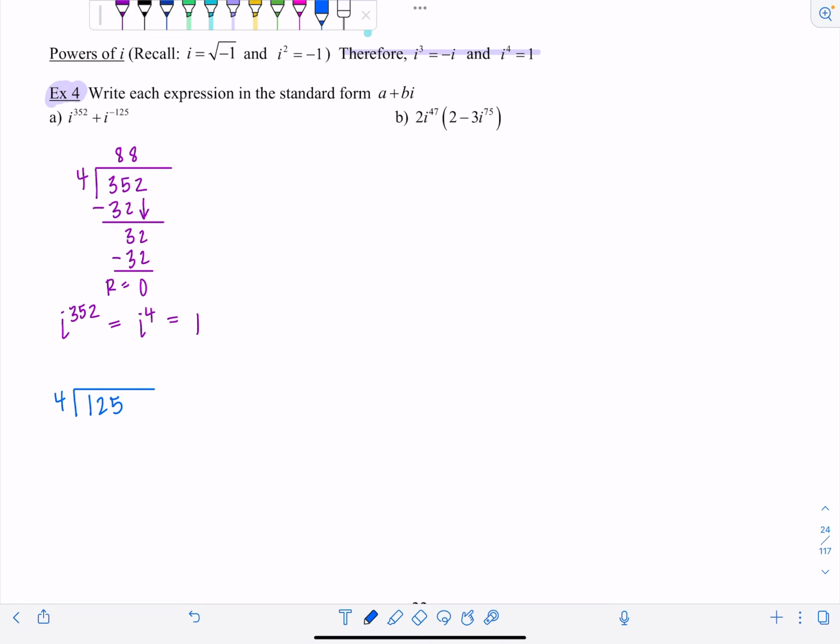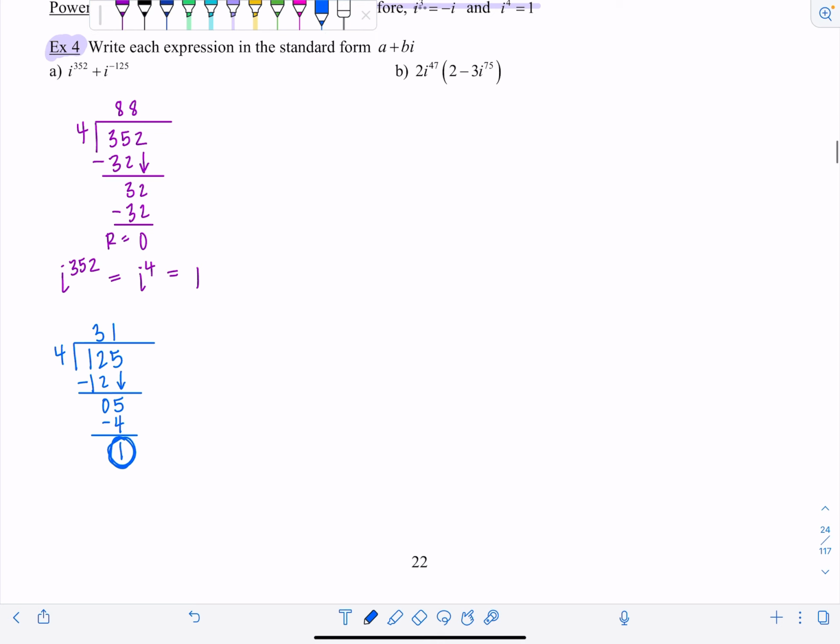Okay, so 4 goes into 12 3 times. 12. Bring down the 5. 4 goes into 5 once. And all I'm interested in is the remainder. So what does that tell me? That tells me i to the 125 is equal to i to the 1st, because that's the remainder.